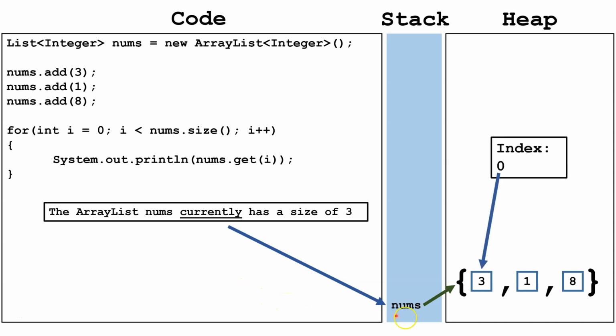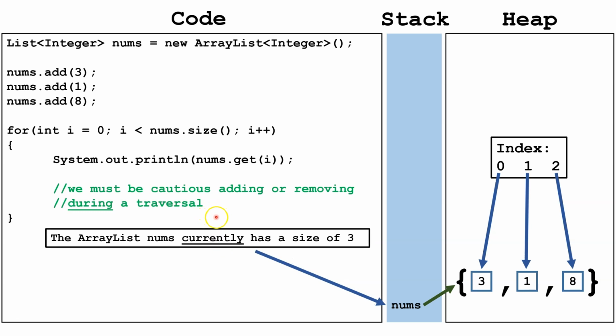However, like an array, array lists are 0 indexed. That means the first index is index 0, the next one is index 1, and in this case, the final index is index 2. This is why it's important to make sure i is less than the size of the array list, so we don't try to retrieve an index that isn't there.